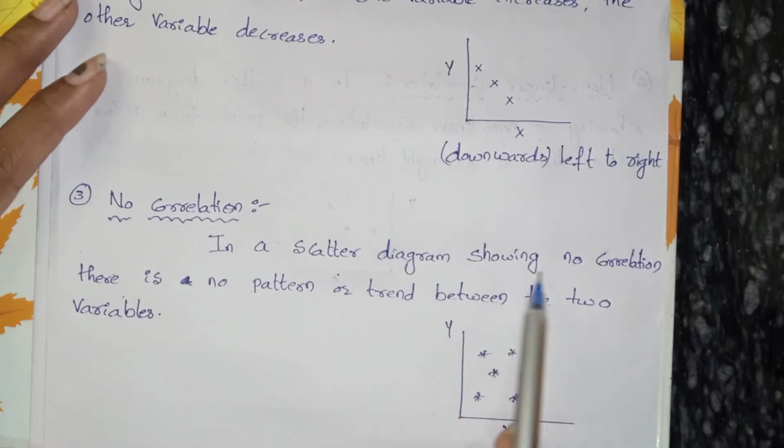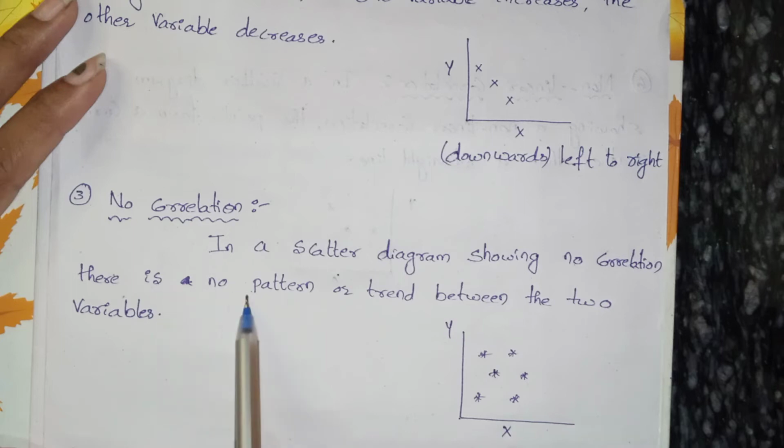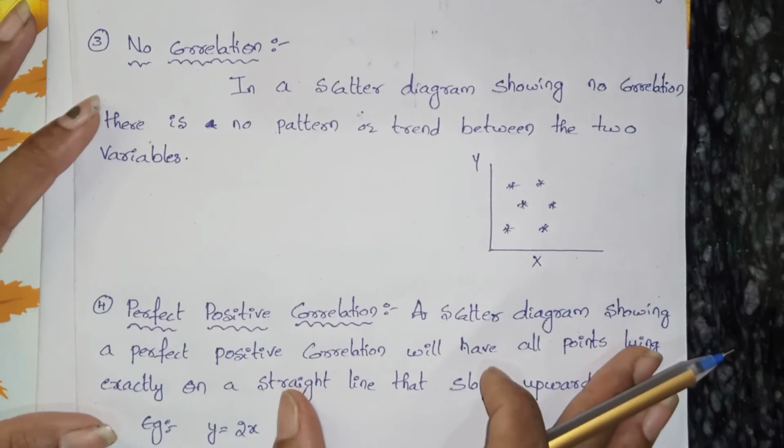In a scatter diagram showing no correlation, there is no pattern or trend. Trend in the sense, nothing but a straight line between the two variables. So if the graph is represented like this, we can say that there is no correlation.